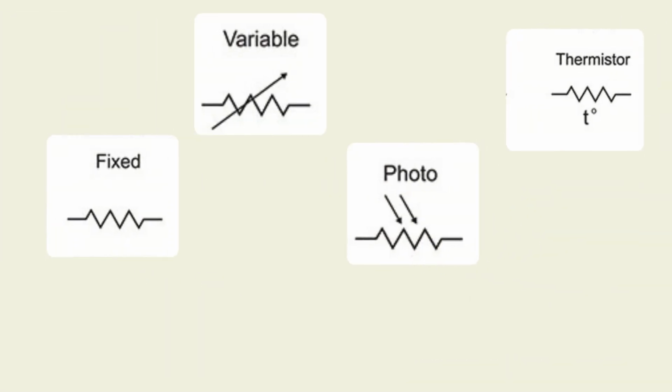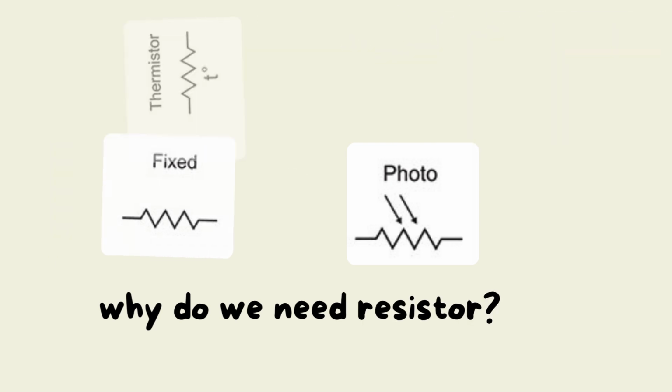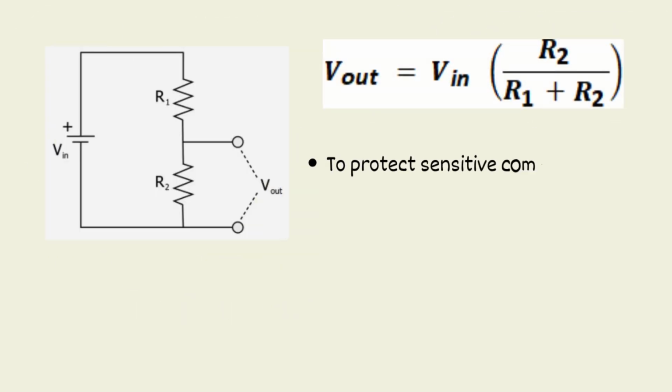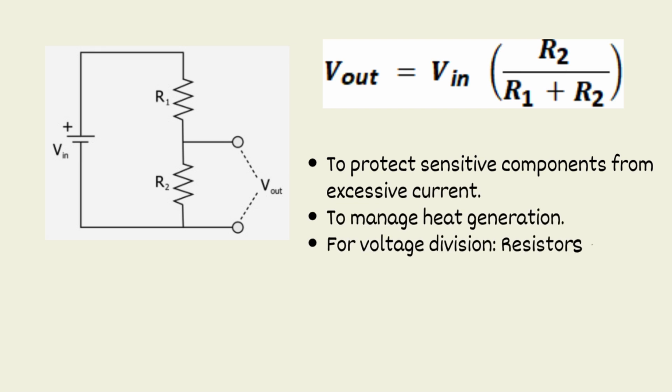There are many types of resistors. Fixed resistors have a constant resistance value. Variable resistors or potentiometers: their resistance can be changed. Special purpose resistors: resistance value varies upon some external factors such as voltage, light, temperature, etc. Why are resistors so important? To protect sensitive components from excessive current, heat generation, voltage division.